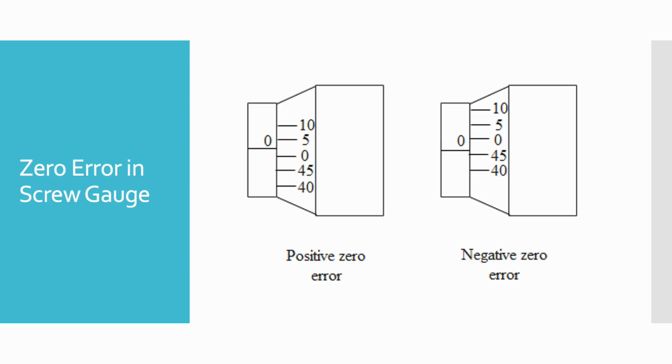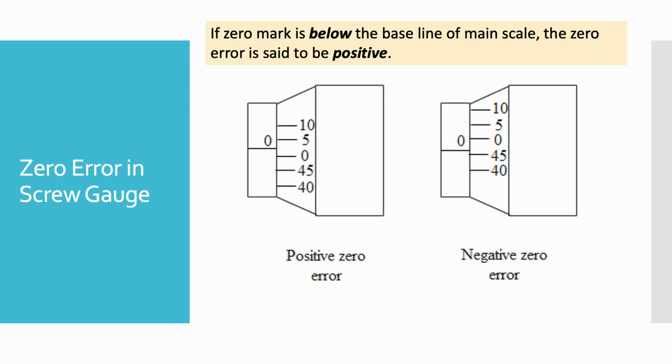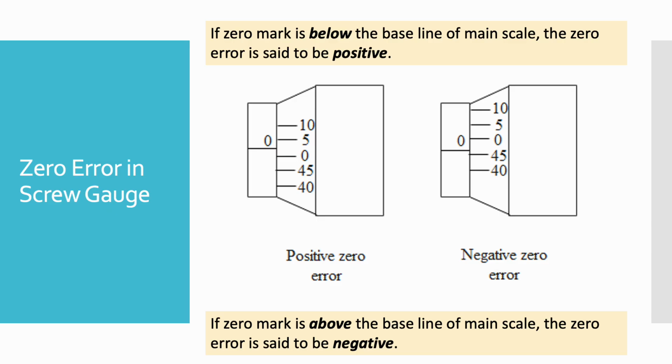Like vernier calipers, screw gauges can have zero error. If the zero mark is below the baseline of the main scale, zero error is said to be positive. If the zero mark is above the baseline of the main scale, zero error is said to be negative.